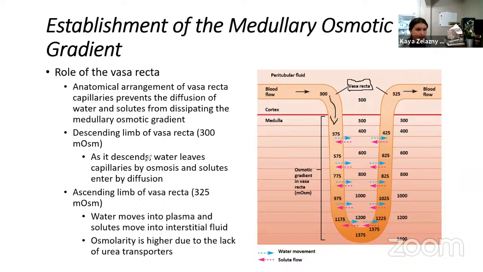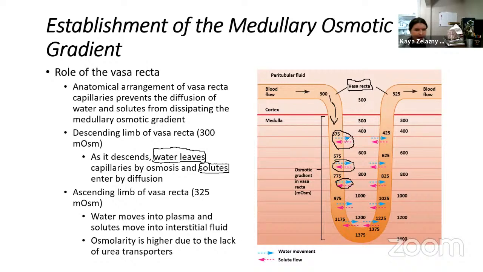So the descending limb of the vasa recta, which is next to our ascending limb of the loop of Henle, is permeable to water. So we have water leaving that descending limb of the vasa recta. We have solutes entering it, all right? So it actually has solutes and water moving through it, right? So that's what we see happening here. Water leaving, solutes entering.